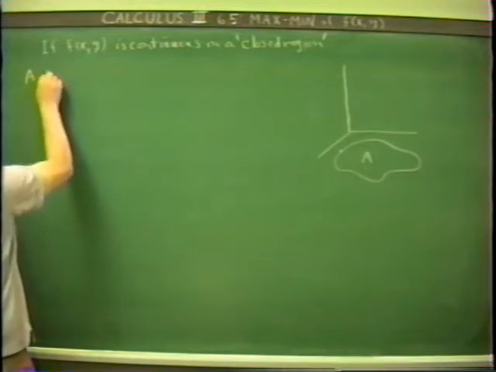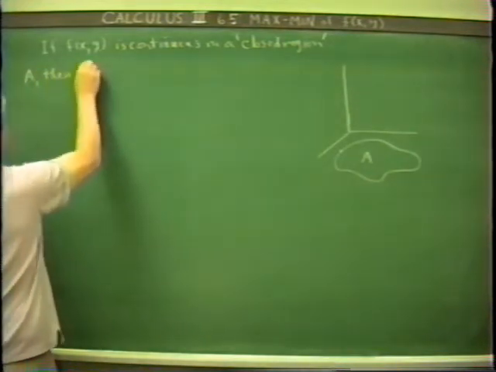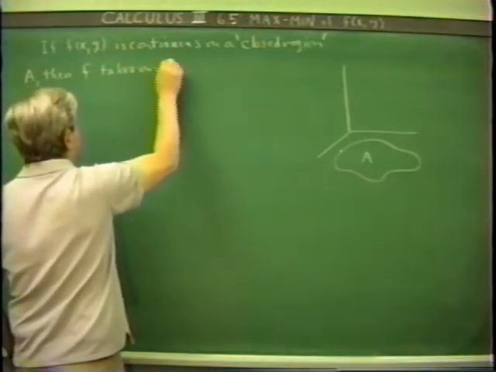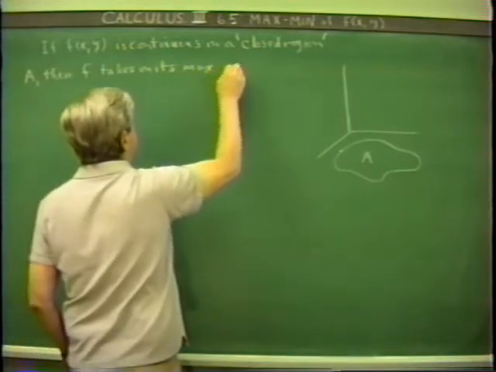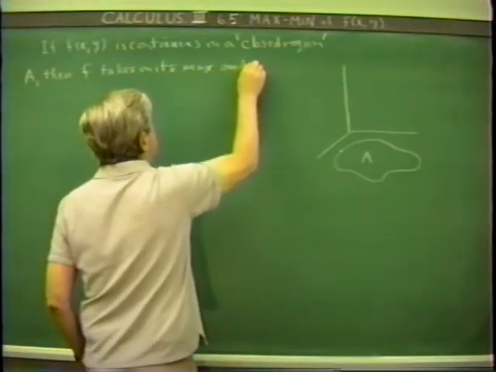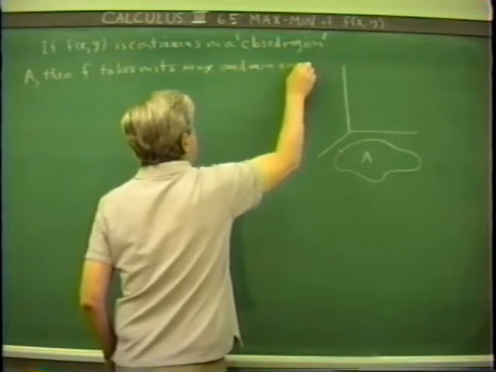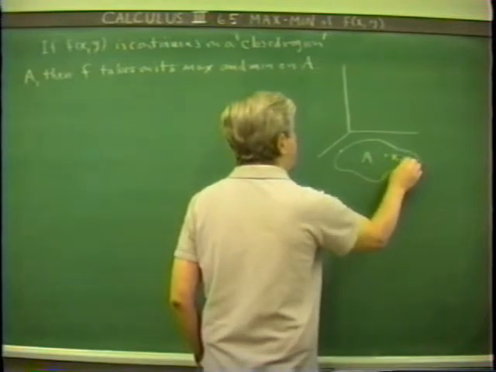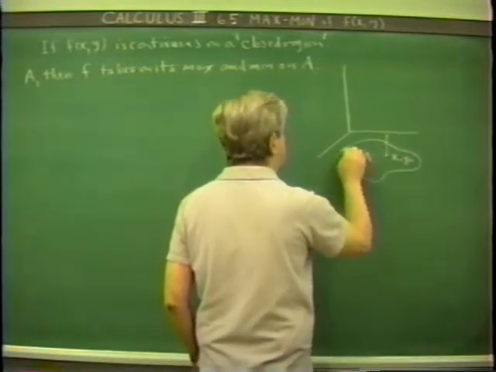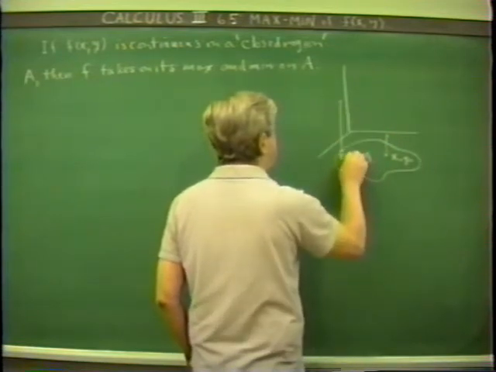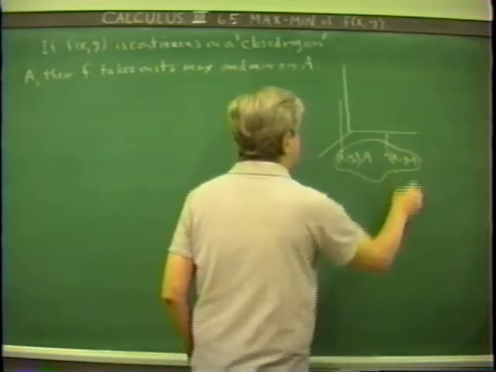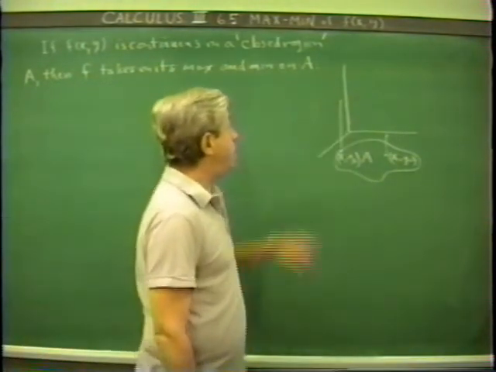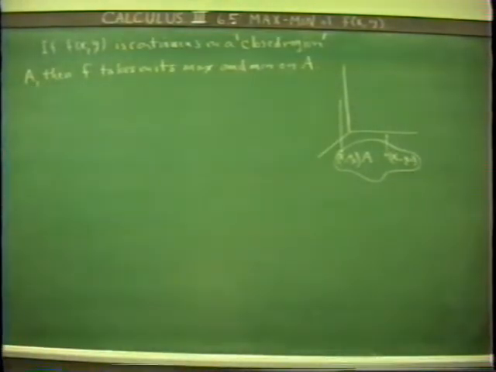Then, so this is in a closed region A, then f takes on its maximum and minimum on A. That's to say there is a point x naught, y naught, where the function is minimal. There's another point x1, y1, where the function is maximal. Right? Now there may be ties. There may be several points where the function takes on the maximum value on the interval.